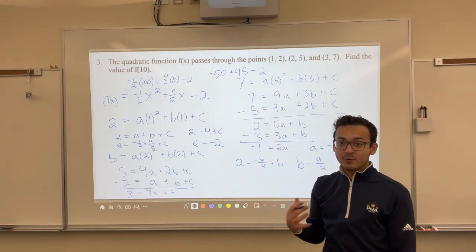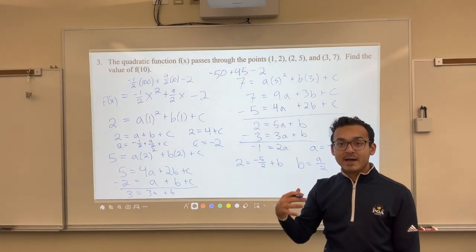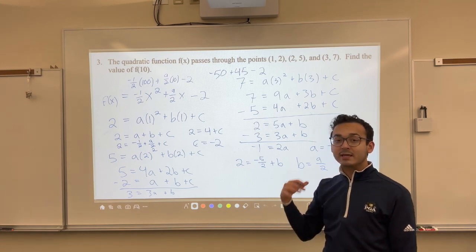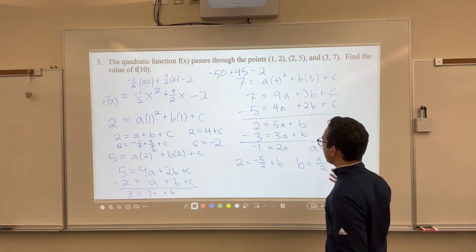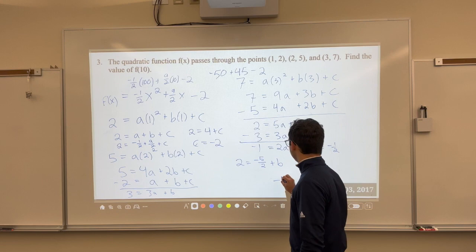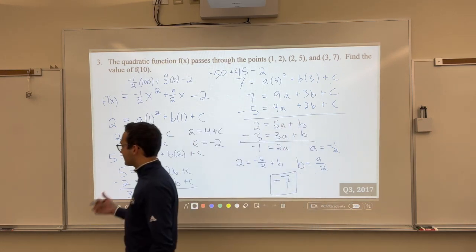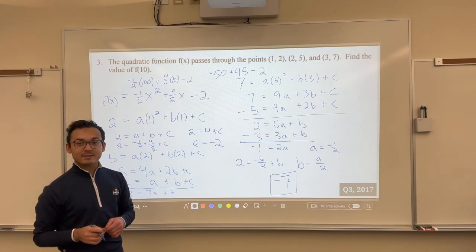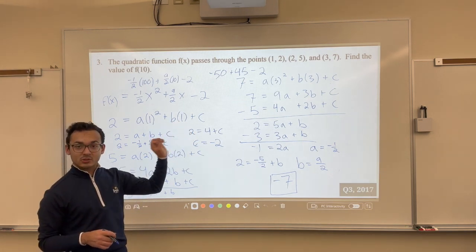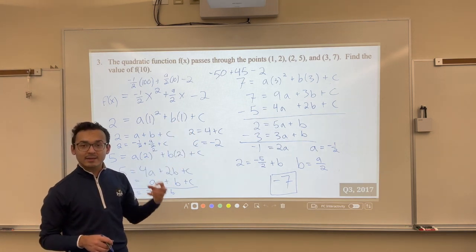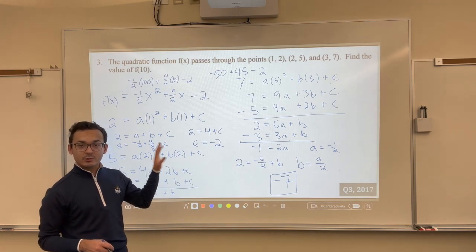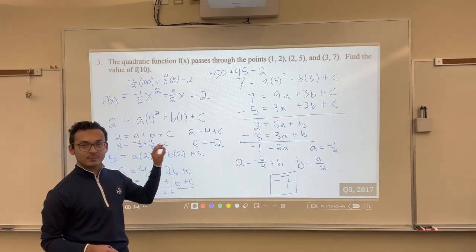Negative 50 plus 45 is negative 5. Minus 2 is equal to negative 7. So our final answer, if there's any room, there's some room down here, is negative 7. F of 10 is equal to negative 7. Now, the takeaway there is that if you're given 3 points and told that they are quadratic, you can solve for the original function using a 3x3 system of equations.